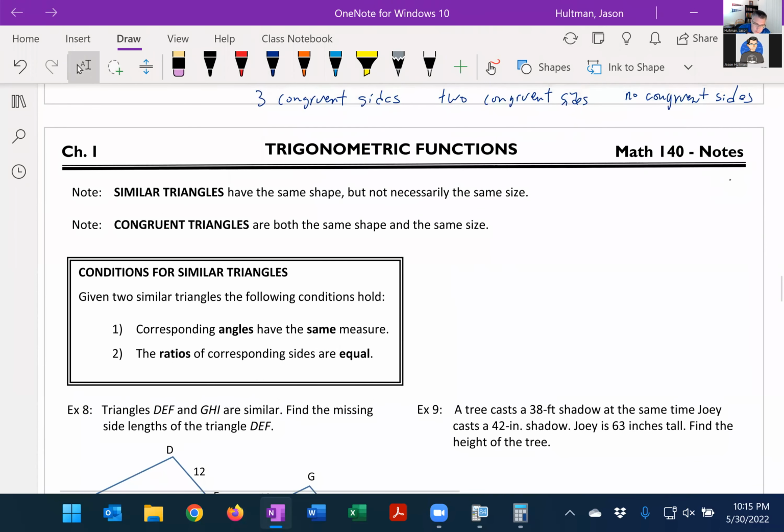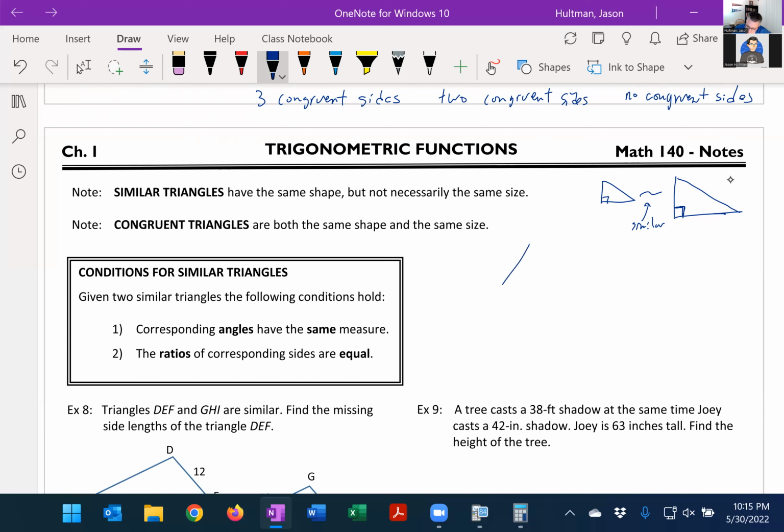Okay, similar triangles have the same shape, but not the same size. So if it's similar, it's the same shape. Maybe we have a right triangle that looks like that. Same shape, but one is kind of the mini-me of the other one. And we use this little squiggly mark, this tilde, to designate similarity. So this is similar. If the triangles are congruent, it means that they have both the same shape and the same size. So everything would be the same about them.